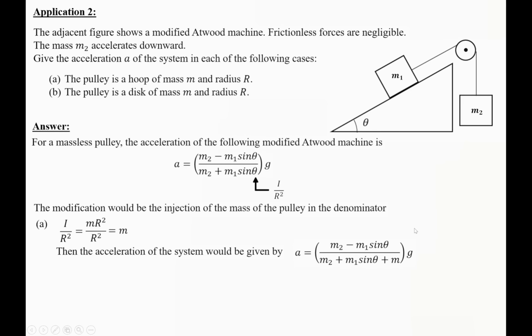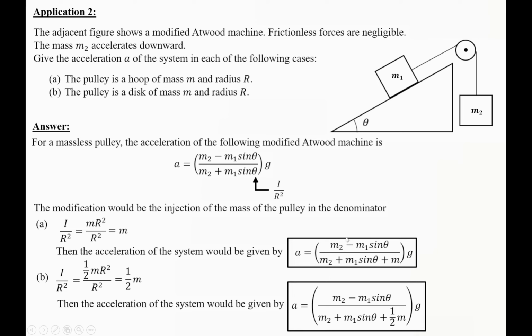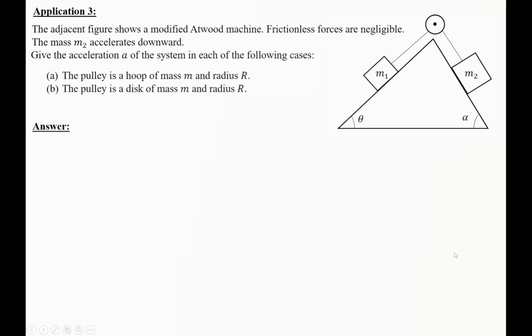Now as for the denominator, for the disk, I over r square is half mr square over r square, that is half m. Then the acceleration of the system would be given by the following expression, where instead of m, half m is added to the denominator.